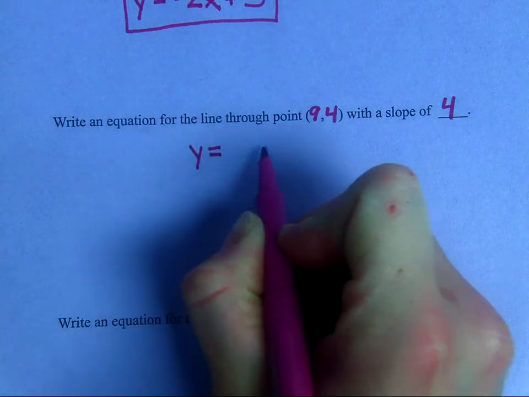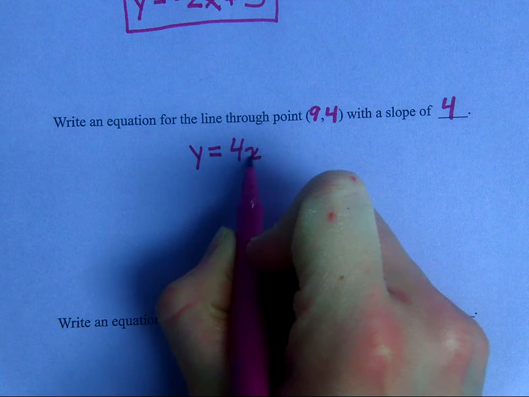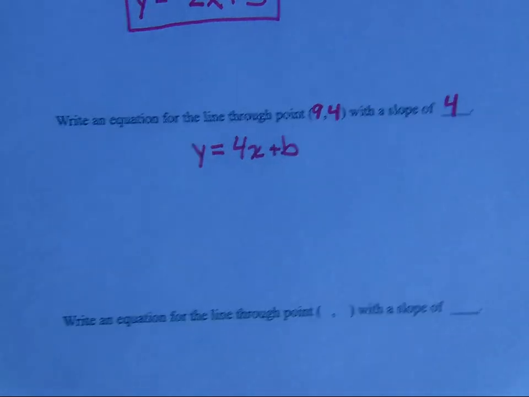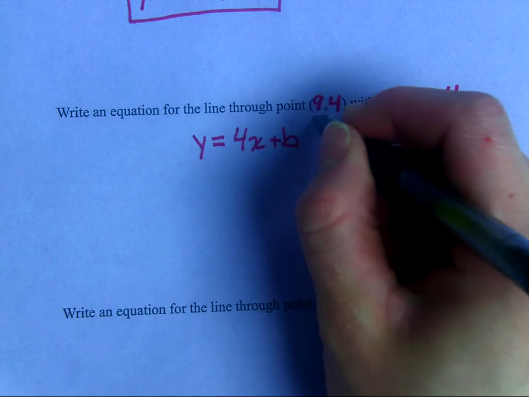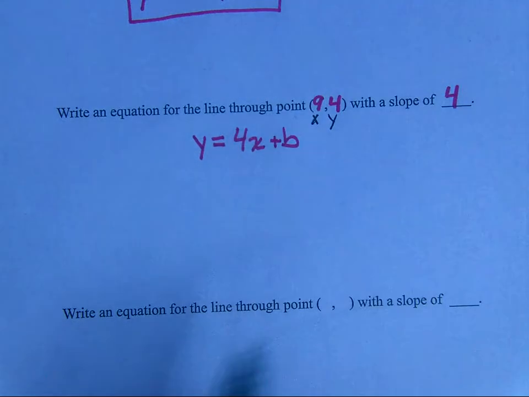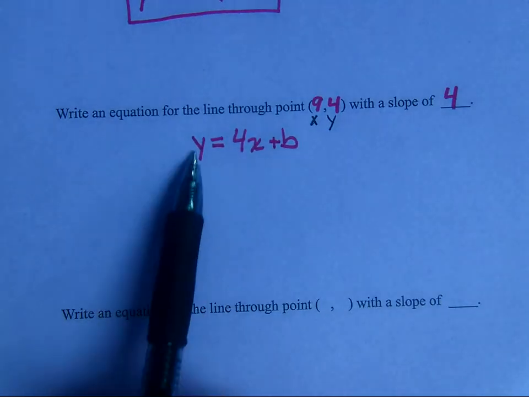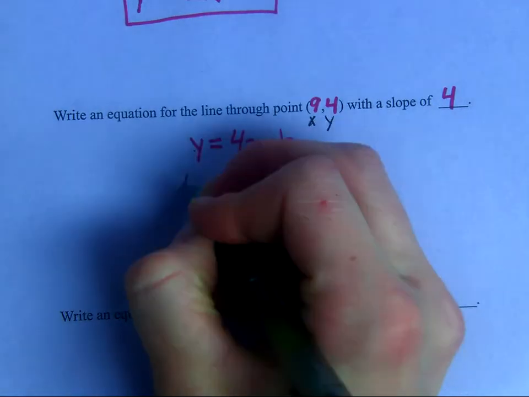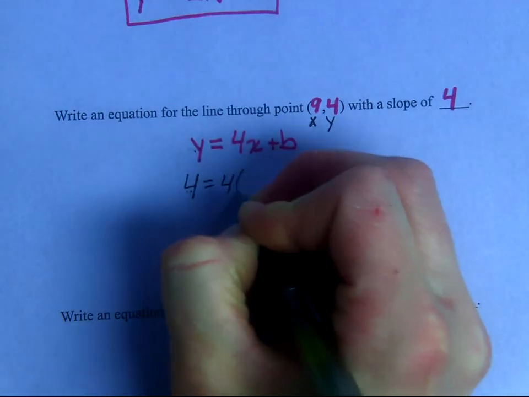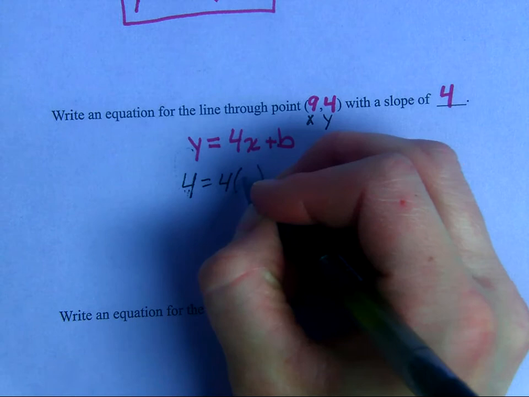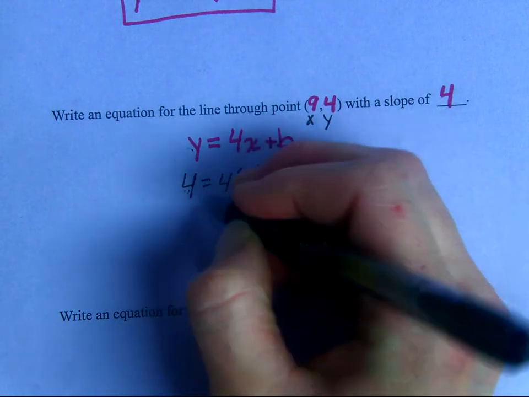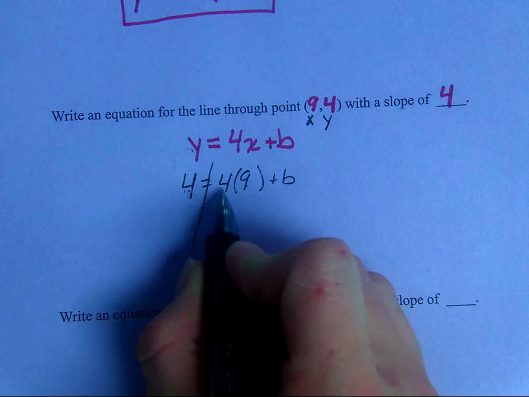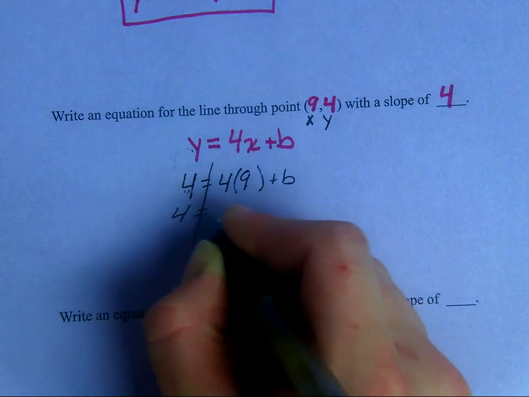So first, I'm going to fill in my slope. Okay, my slope is 4, so that goes where m is. Then I'm going to fill in my x and y values. And you want to be careful you don't do this backwards. In our equation, the first number is the y, so my 4. Then I can put my x here in parentheses, which is 9. Okay, to solve this equation for b, first I need to simplify. 4 times 9 becomes 36.